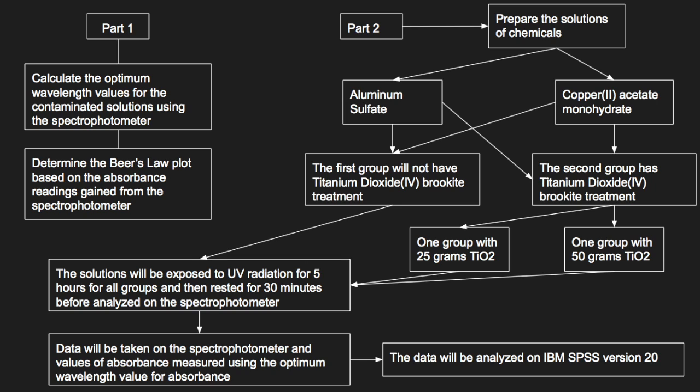The solutions will be exposed to UV radiation for 5 hours for all groups and then rested for 30 minutes before being analyzed on the spectrophotometer. Data will be taken on the spectrophotometer and the values of absorbance measured using the optimum wavelength value from part 1 will be used to graph this data.